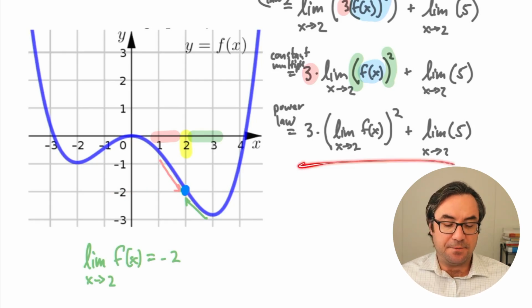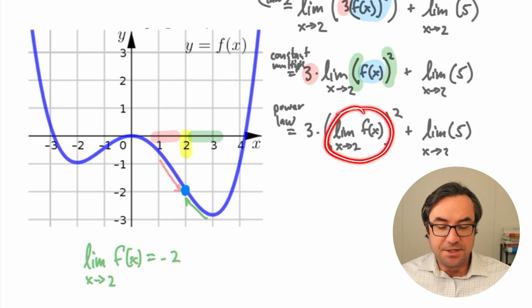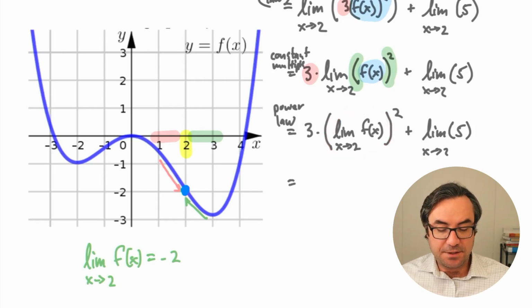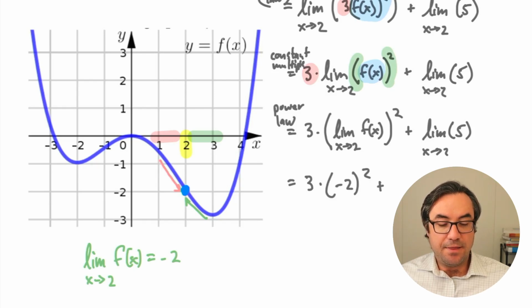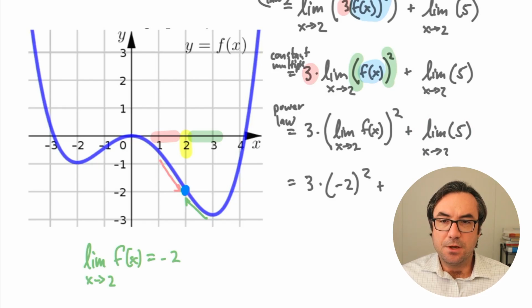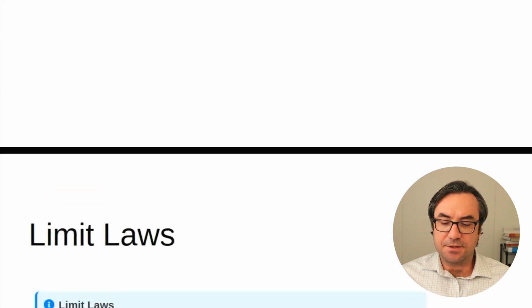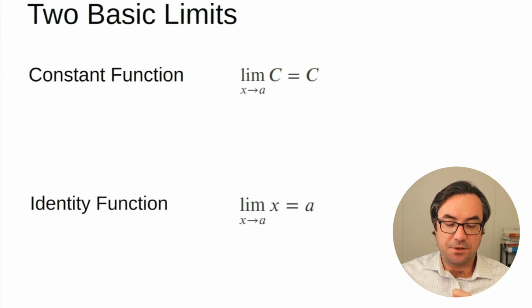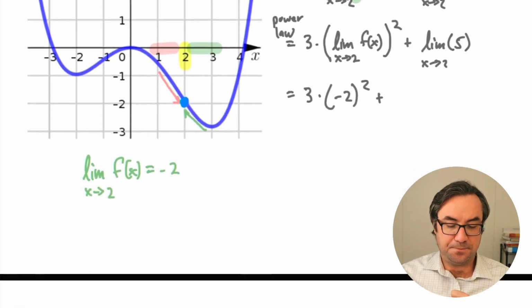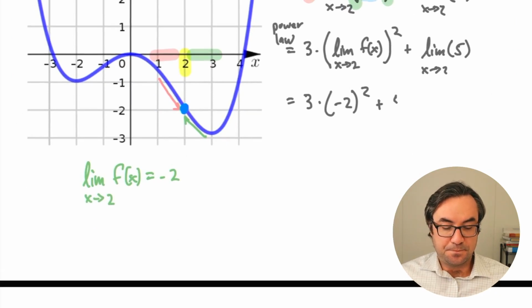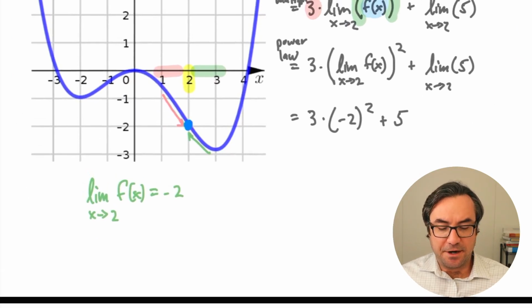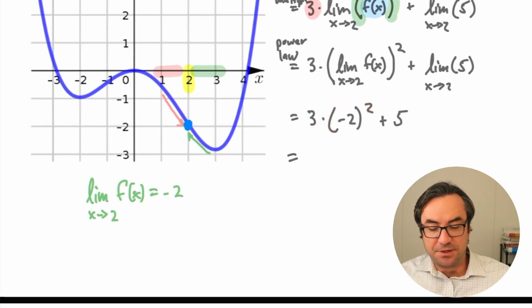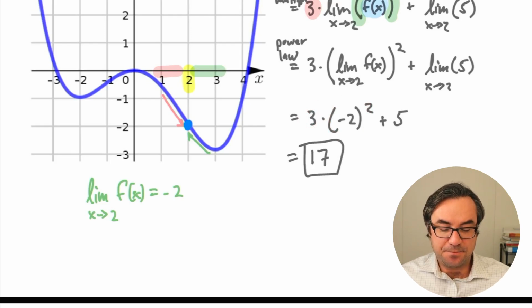So now we can just fill that in. So we know what this is. We fill in the result, and we get 3 times -2 squared. And then what's the limit of 5? Well, this is one of our basic limit laws. The limit of a constant is the constant. So the limit of 5 is just 5. And if we do the arithmetic there, we end up with 3 times 4, which is 12, plus 5, 17.